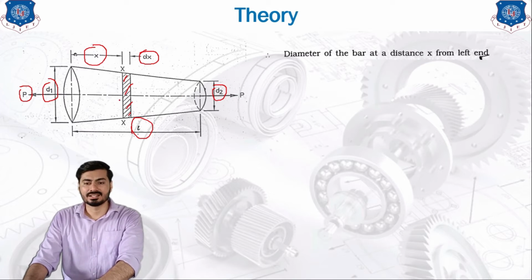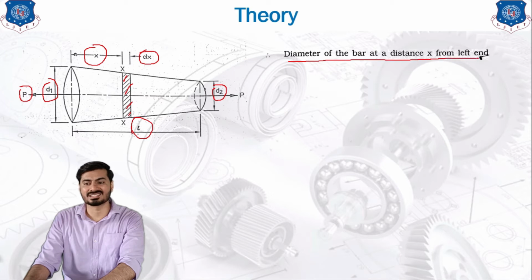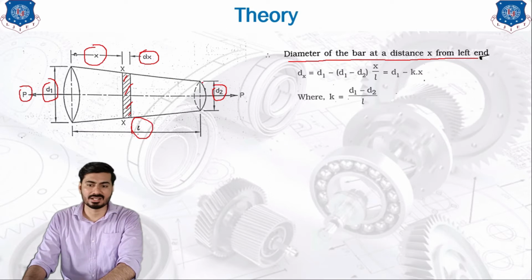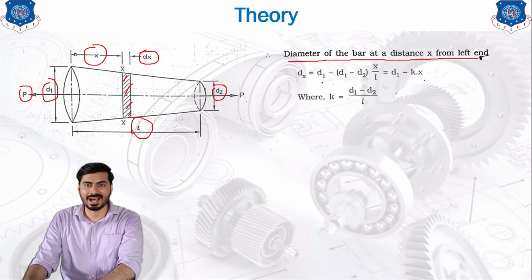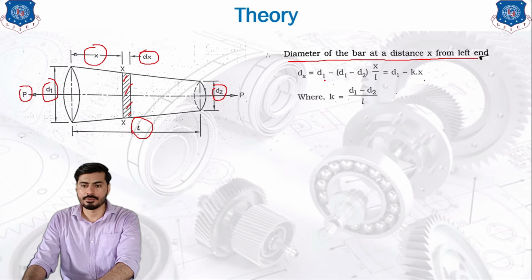So consider this elemental section only. Let's say the diameter of the bar at the distance x from the left hand side is dx. We need to calculate how this dx can be calculated. This equation gives you the idea how to calculate the dx. If you subtract these values from the d1, you will get the answer for the dx.